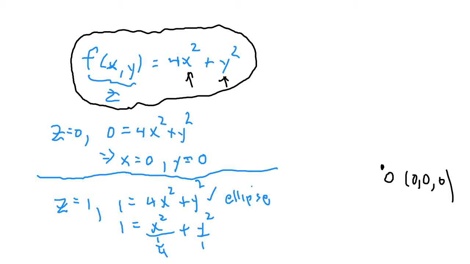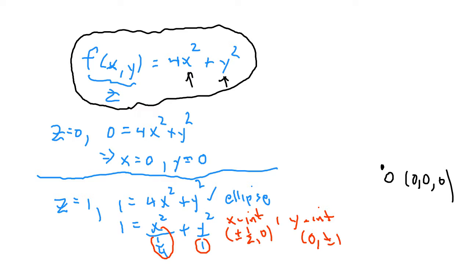And it's an ellipse. If you remember correctly, you look below the x squared and the y squared, and that determines your intercepts. So the x-intercepts, that's when y is 0. That's going to be plus or minus a half and 0. And the y-intercepts are when x equals 0. So you're going to have 0 plus or minus 1.